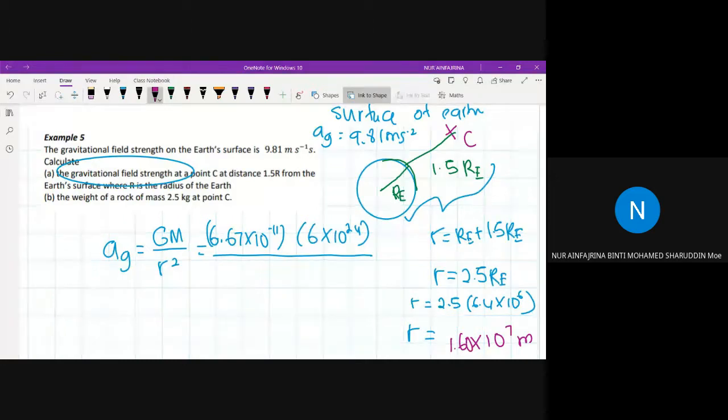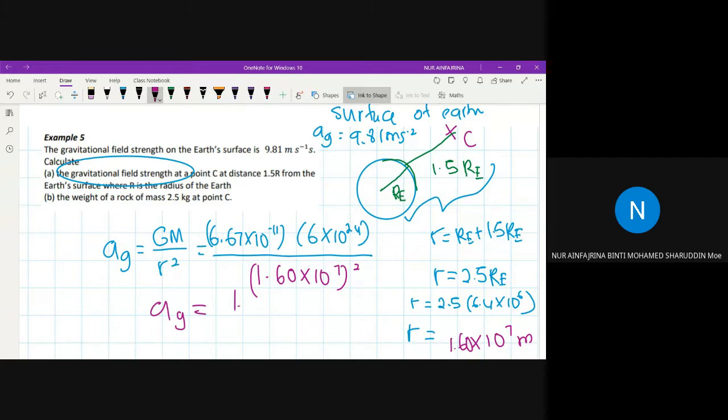So, that's your distance. Masukkan dalam formula, 1.6 times 10 to the power of 7 squared. So, tekan calculator, you will get berapa? Sepatutnya korang dapat 1.56 meter per second squared. Okay, boleh?